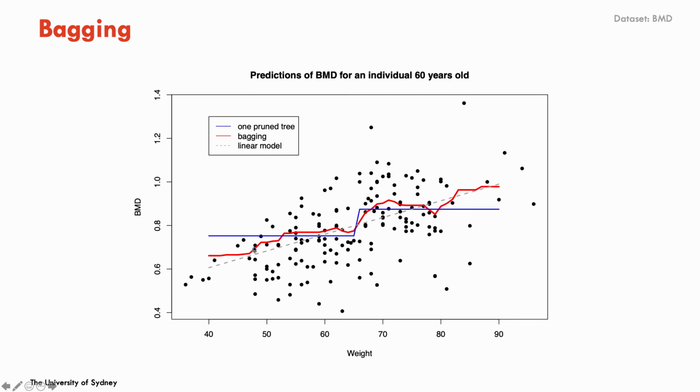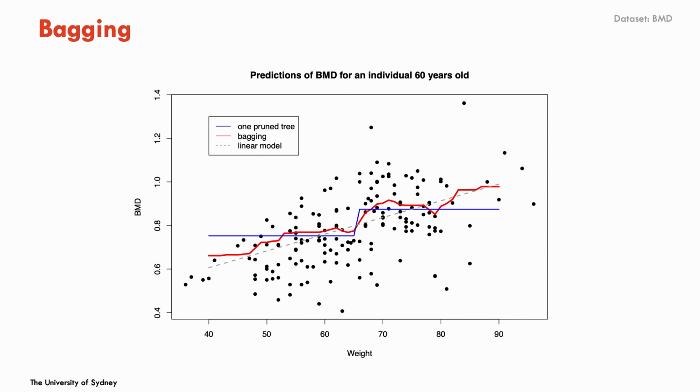Here I have represented the scatter plot for weight and bone mineral density, and I have three fitted lines. One is the linear model, the dashed line, which is the predicted value from the linear model using weight and age equals 60. I have one single pruned tree, which is probably just one split, and I have the bagged predictions, which is this more flexible line here. This is a comparison of the three methods.